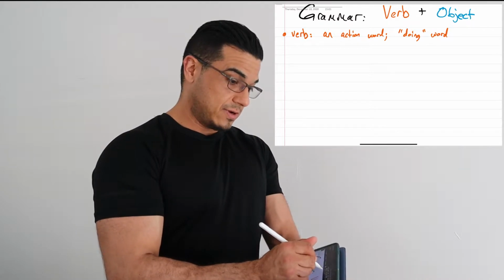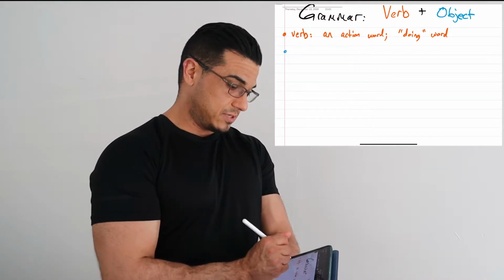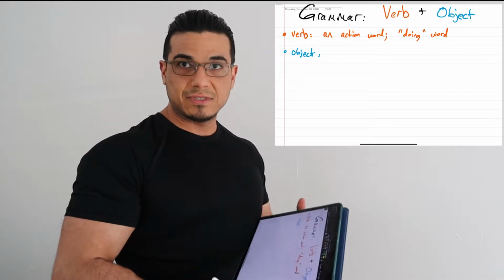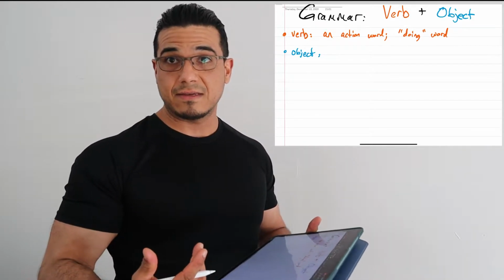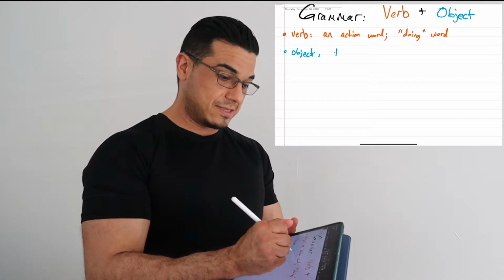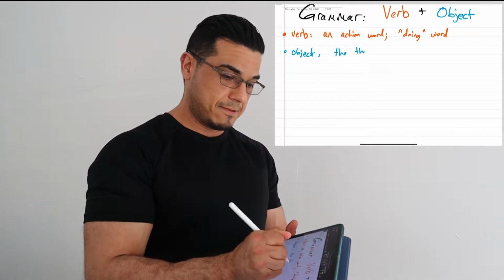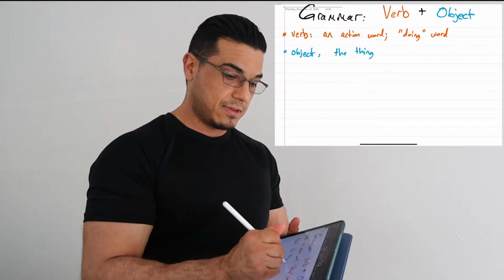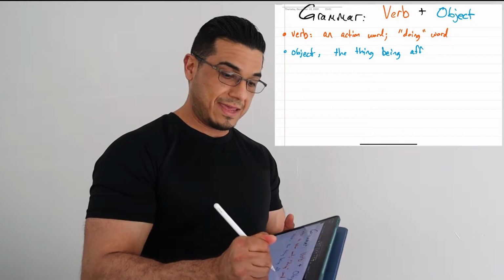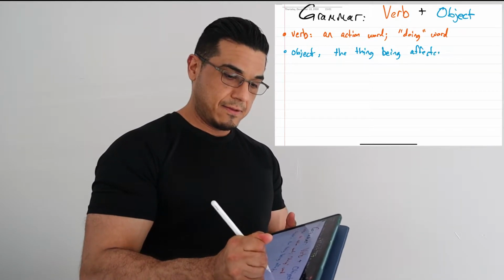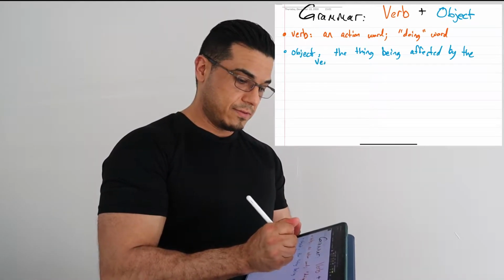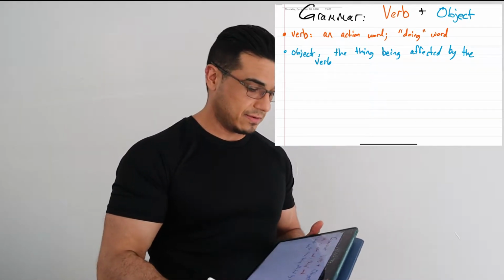All right, let's go ahead and also jump into the next word, which is an object. Okay, an object, put simply, is just what is affected or impacted directly by the verb in the sentence. So it is the thing, forgive my handwriting, the thing being affected, not effected with an E, by the verb.